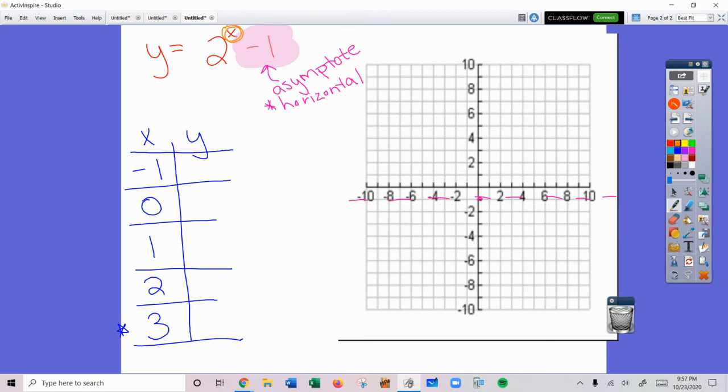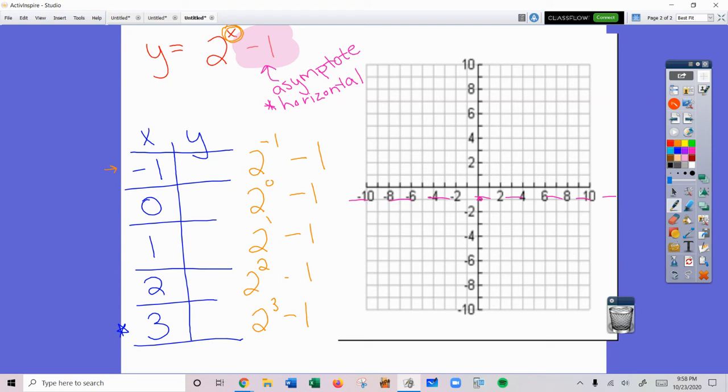Okay, so if we plug in -1, instead of saying 2 to the x, we're going to say 2 to the -1, minus 1. Instead of saying 2 to the x, we're going to say 2 to the 0 minus 1, 2 to the 1 minus 1, 2 to the second minus 1, and 2 to the third minus 1. Now, if we think all the way back to our properties of exponents unit, which you're going to have to remember for your final exam, right? We've talked about how to do some of these things.